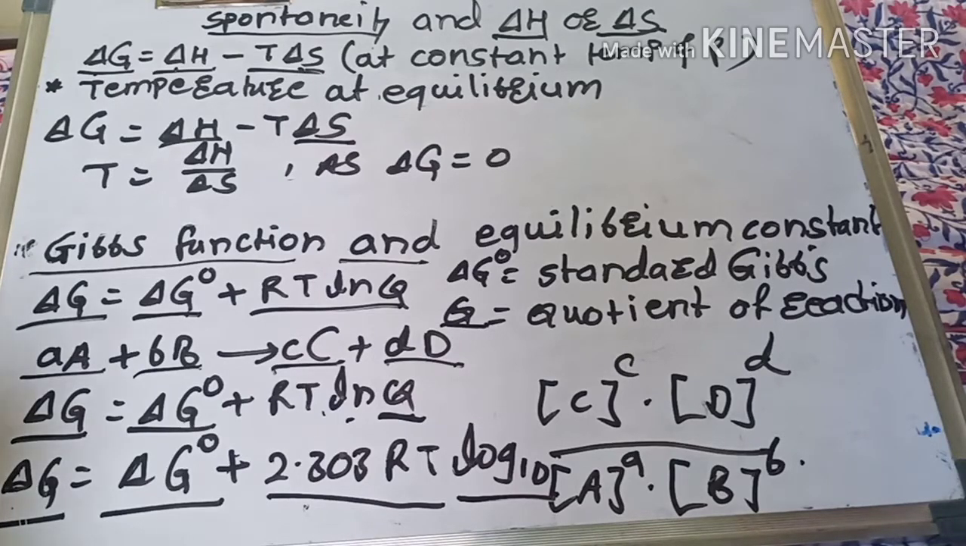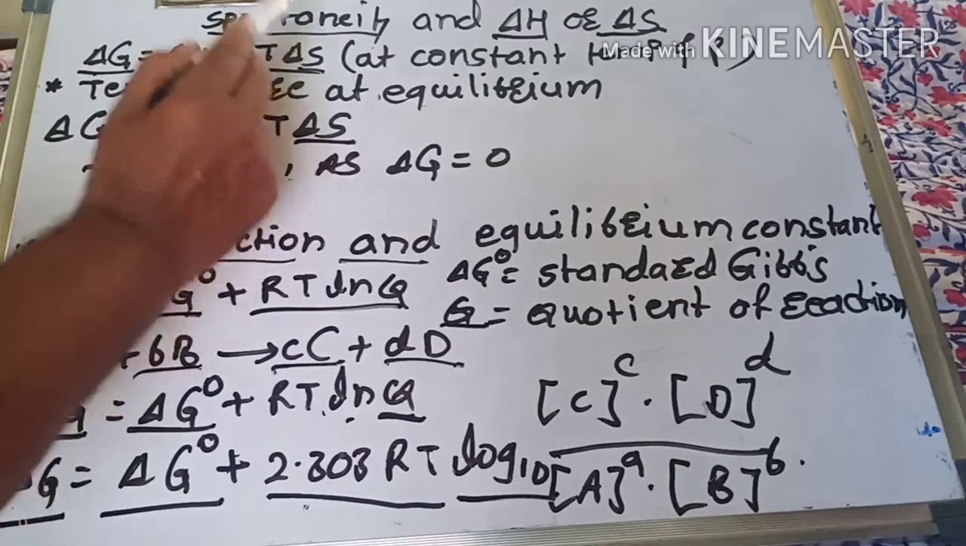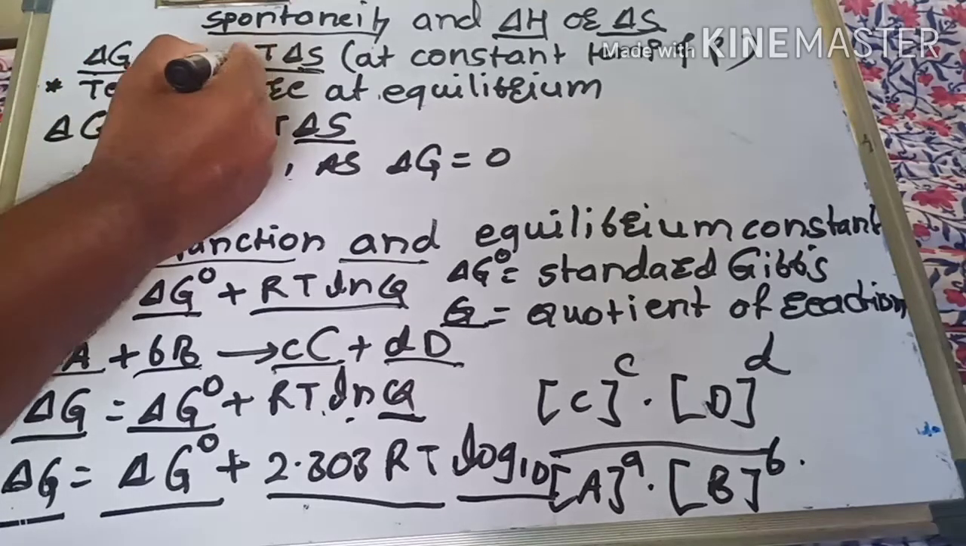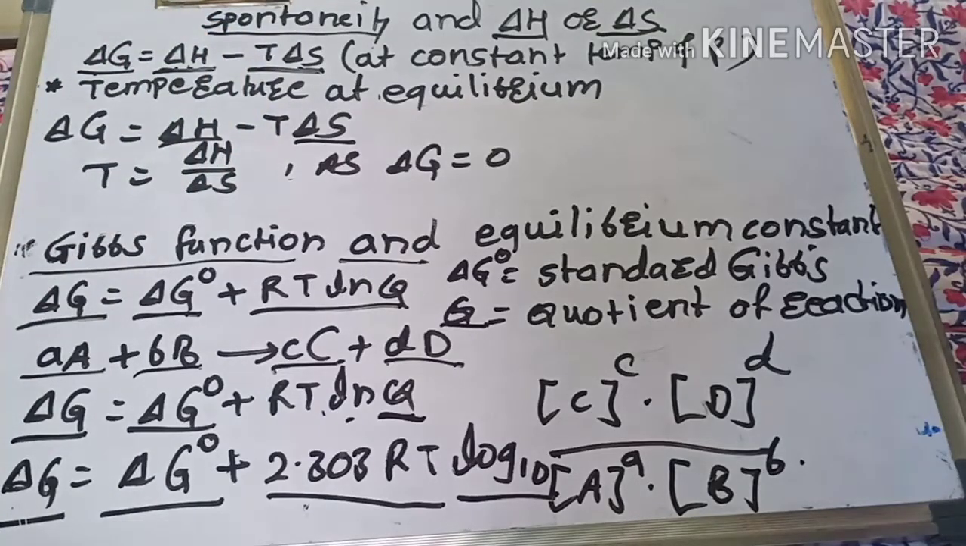Second point is delta H and delta S both positive. Then delta G will be negative only if T delta S is greater than delta H. That means if T delta S is greater than delta H, then delta G is negative.